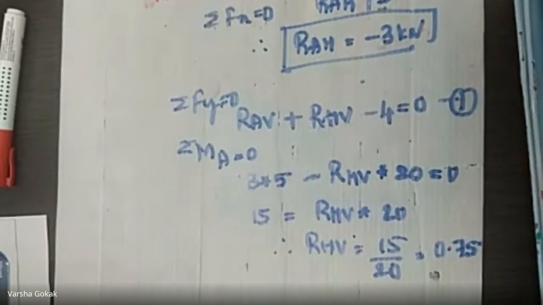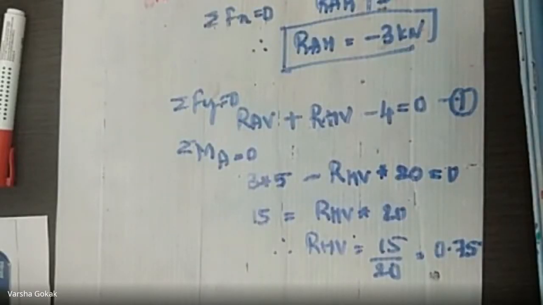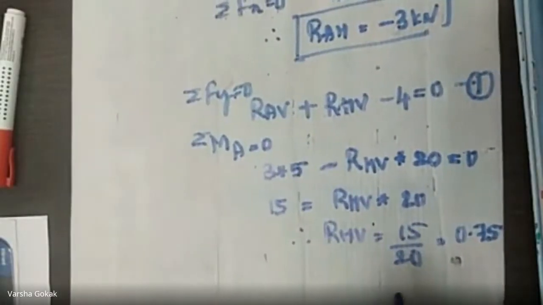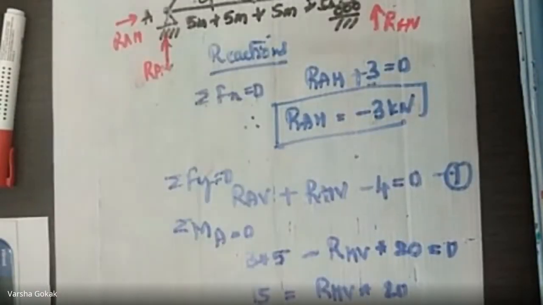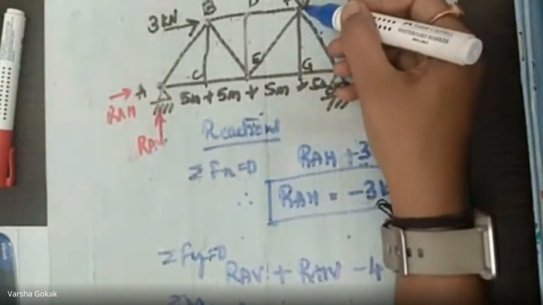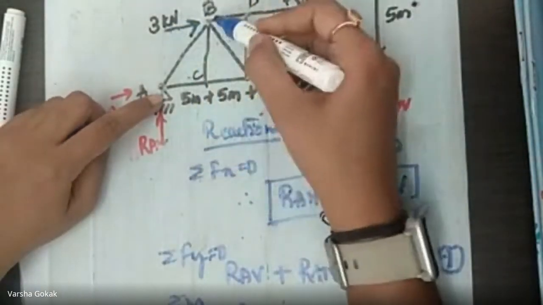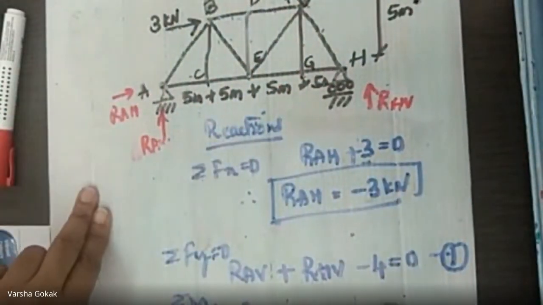No, 0.75 or 0.25, how much? 15 divided by 20. I did wrong. When I'm taking moment over here, 3 into 5 and 4 into 15 has to come. Correct. Thank you.